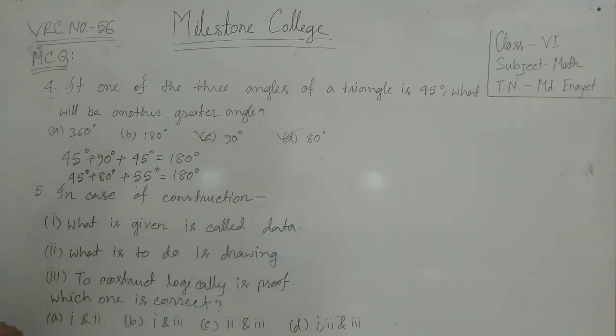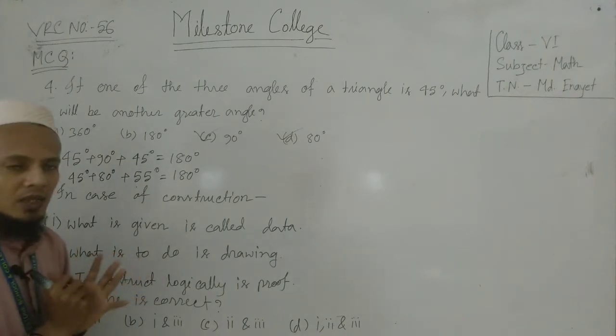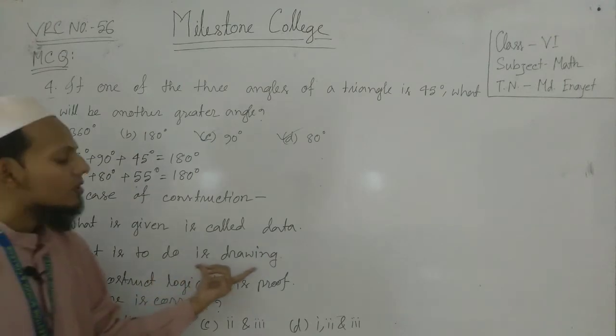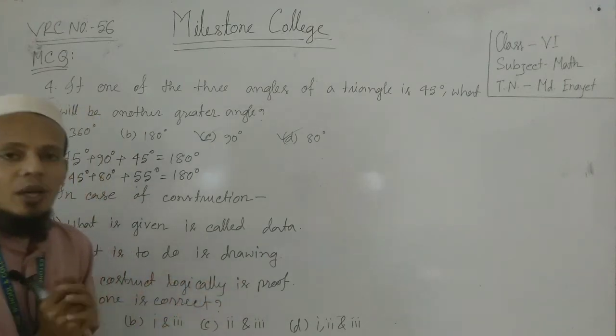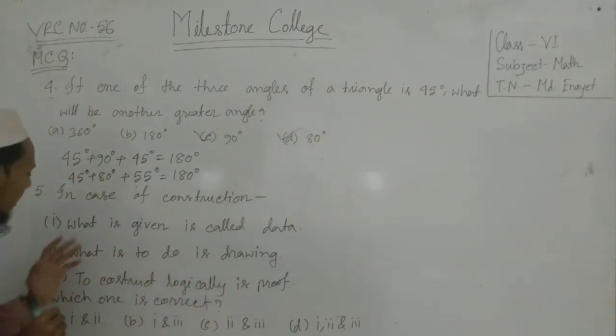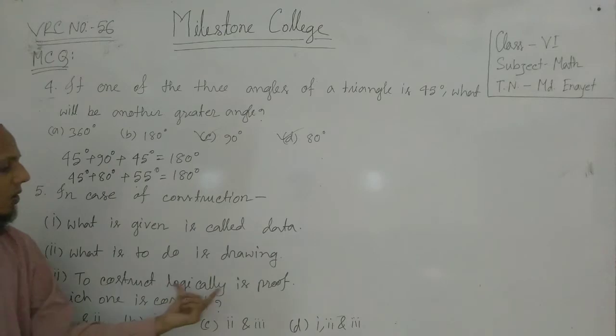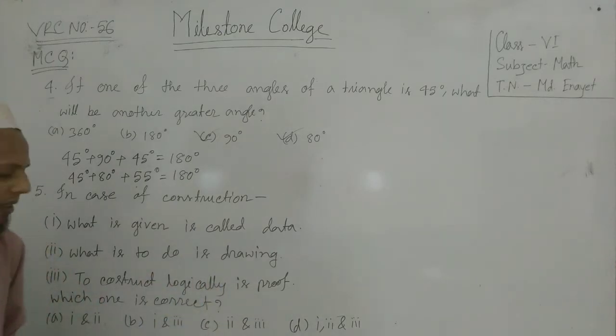This one is correct, the thing that is given in the question, it is data, and what is to do is drawing. This is the main thing of construction, we have to draw the figure. This one is also correct, and the third condition, to construct logically, is proof. This one is not correct. So, here A is the correct option, 1 and 2. So, I hope all of you have understood these 2 MCQs.